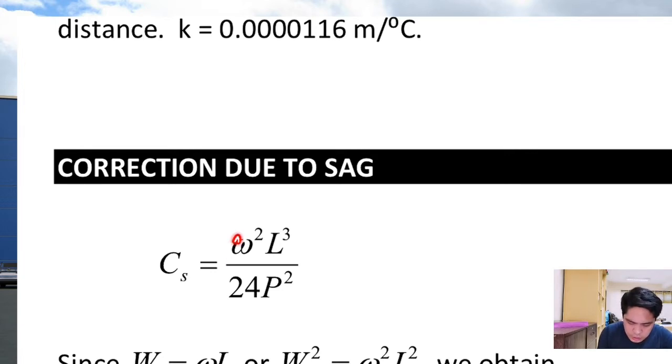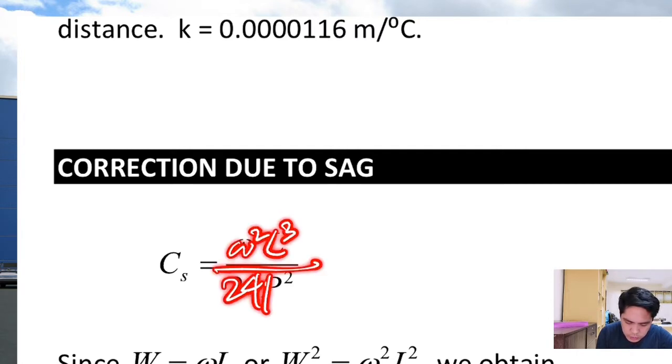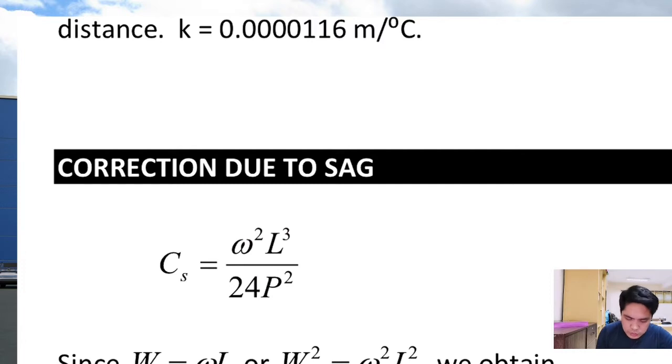Okay, ito siyang, this is actually omega, no? Omega squared L cube over 24p squared. So, sa higher na mga subjects ninyo, probably by next sem, you will encounter these formulas on deflections.